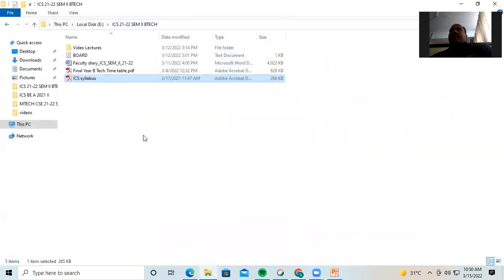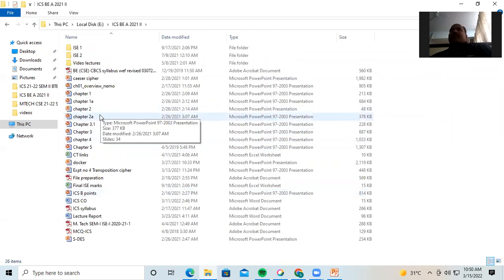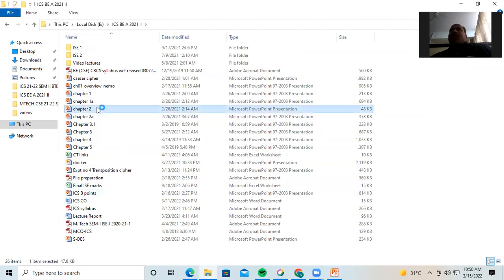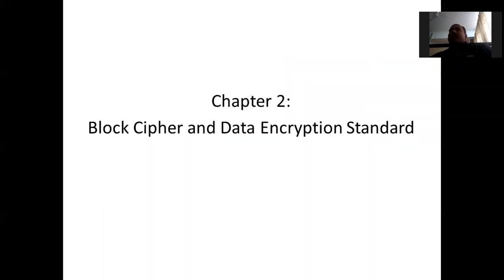Now, we will start our second chapter here. So what is the second chapter? The name of the second chapter is the block cipher and the data encryption standard here. So what is the block cipher and the data encryption standard?